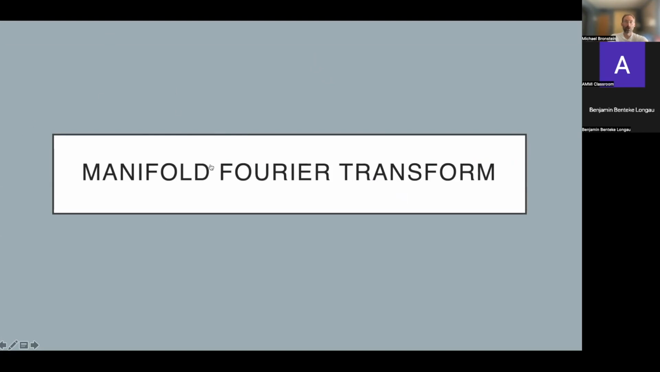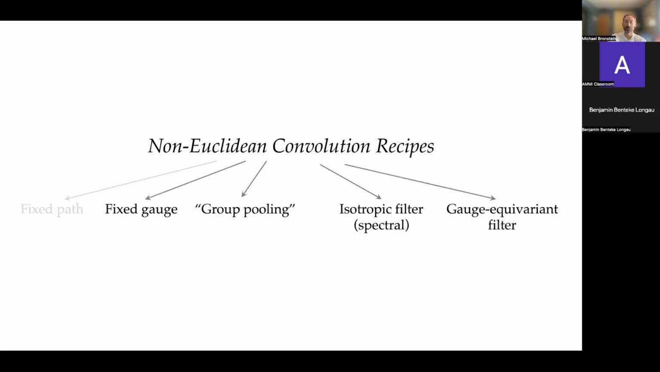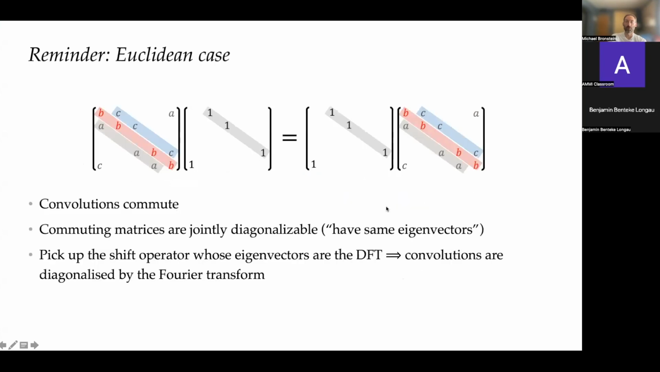Okay, so if there are no questions, let's talk about the spectral approach to manifolds, how to define a Fourier transform. We talked about Fourier transforms on grids, so let's talk about the generalization of it, right? And this will be related to isotropic filtering. I remind you that in the Euclidean case, when we define convolution, we modeled it as a circulant matrix that acts on a domain, on a grid with periodic boundary conditions. And we've seen that convolutions, or circulant matrices, commute, and commuting matrices are jointly diagonalizable.